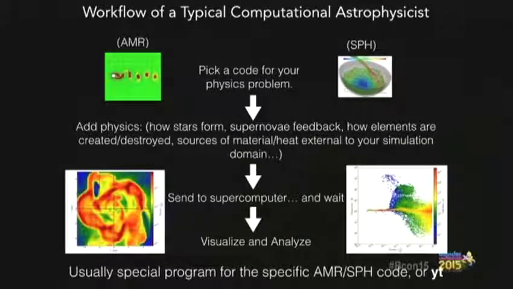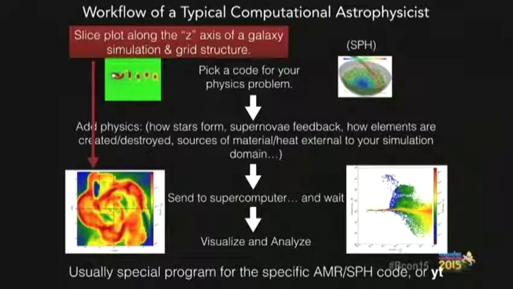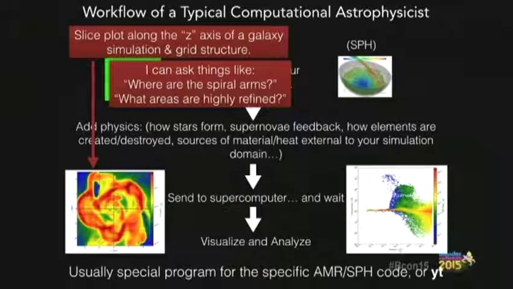YT is a thing I'll talk a little bit about, and that tries to combine all these data formats. I just put up two examples in super weird units, so you can ignore the units. One is a more visualization plot. Basically I have this cube and I'm modeling how gas forms into a galaxy, and then I take a slice on the z-axis and plot this. And so I can ask questions like, where are the spiral arms in my galaxy? This is a spatial plot, coloring things by density.